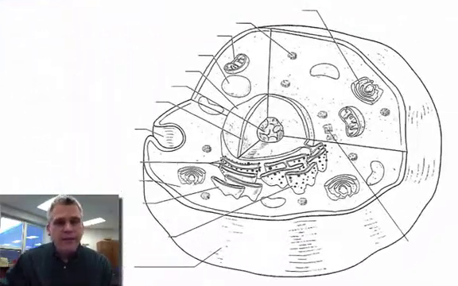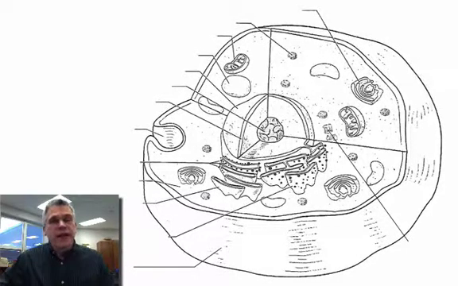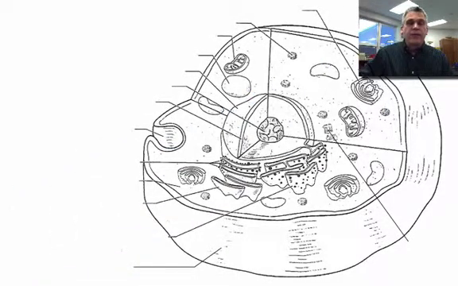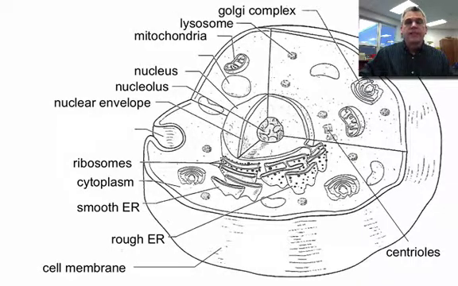For eukaryotic cells, of course, these are cells that have a nucleus. And I'll give you a moment to write down the names of all of these structures. Again, if you need to pause the video, please do so, and then we'll take our tour.